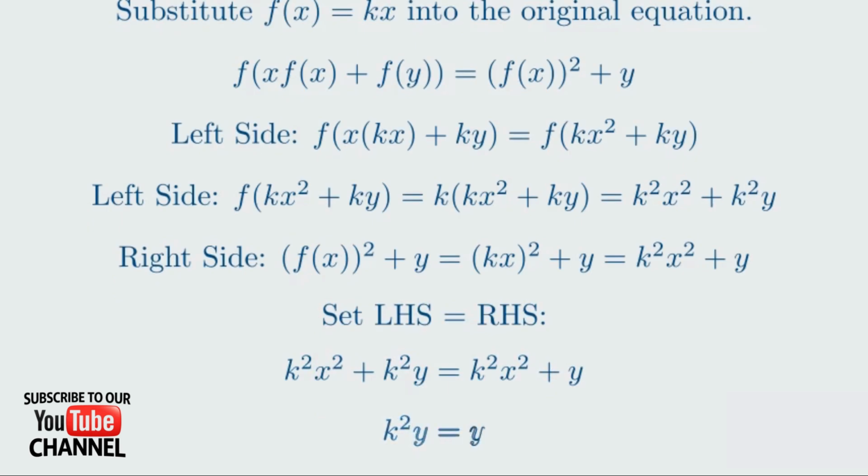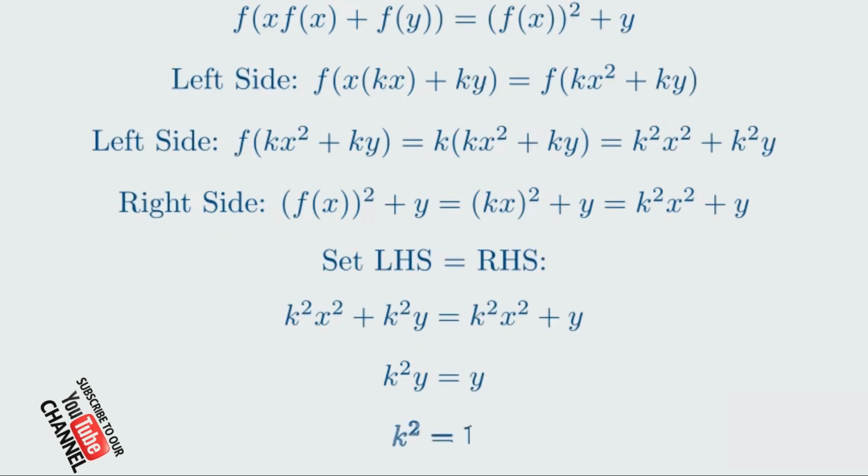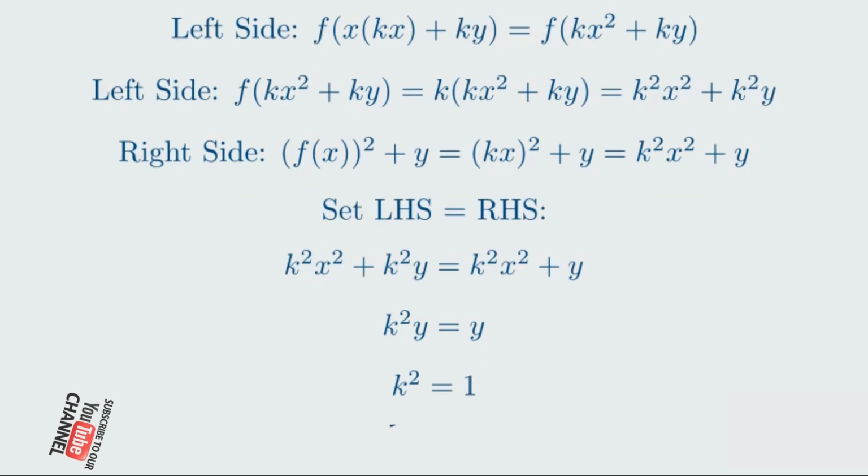This equation must hold for all real numbers y. The only way k squared y can equal y for all possible values of y is if k squared equals 1. This gives us k squared equals 1. Taking the square root, we find two possible values for k, 1 and minus 1. Remember, this is the solution for the case where c equals 0, meaning f of 0 is 0.